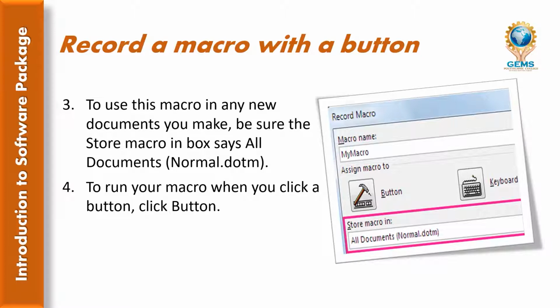After that, you have to run your macro when you click a button, that is, click button. This image shows how to do it. First you have to assign a macro name. After that you have to store it inside the macro. Then assign the macro to the button. So you have to run your macro when you click a button. So click button.